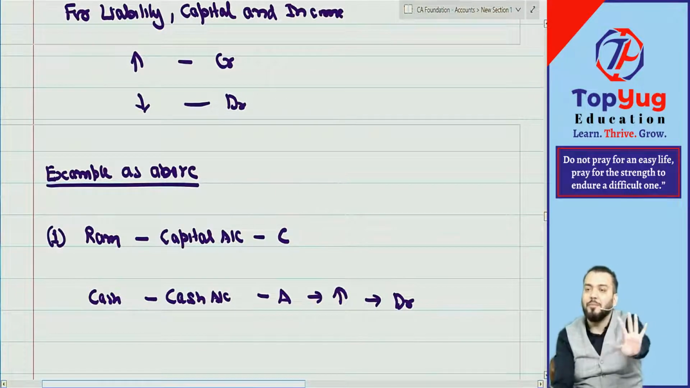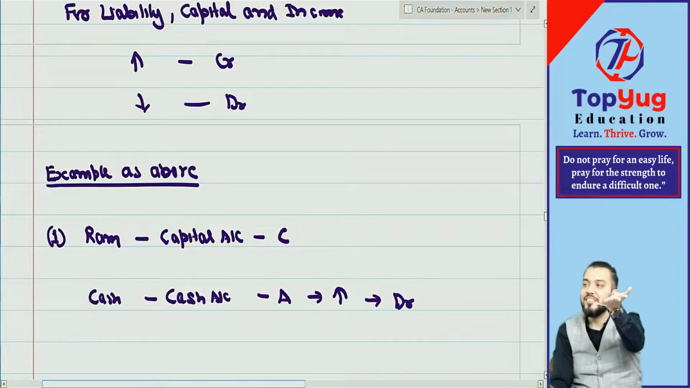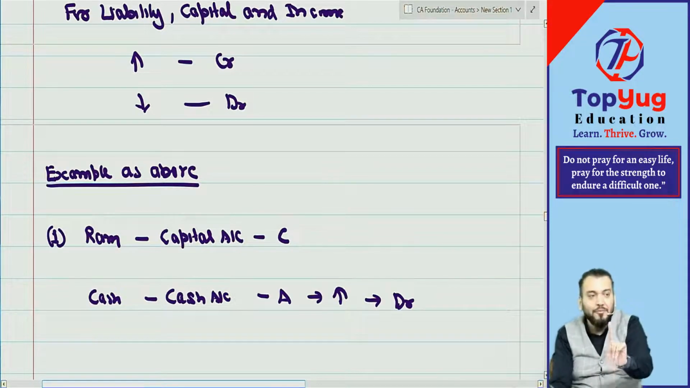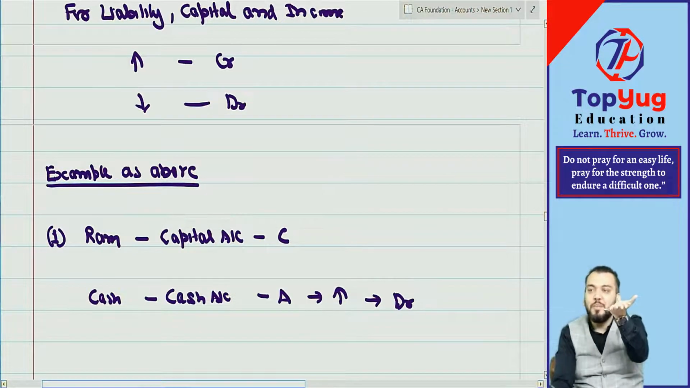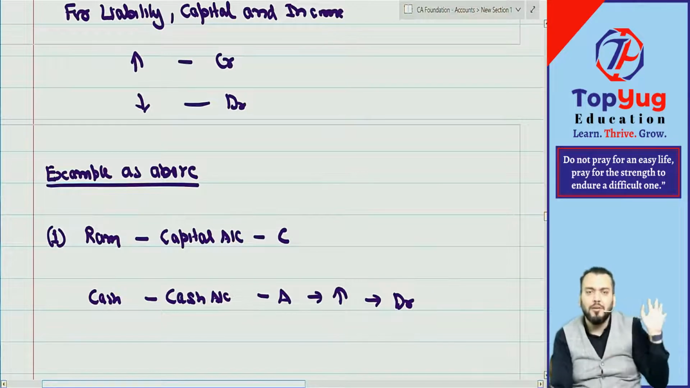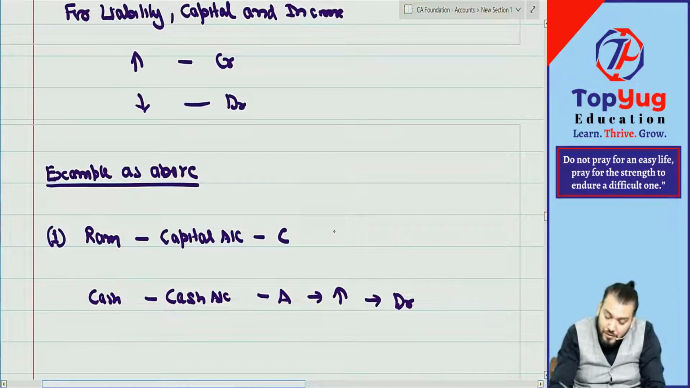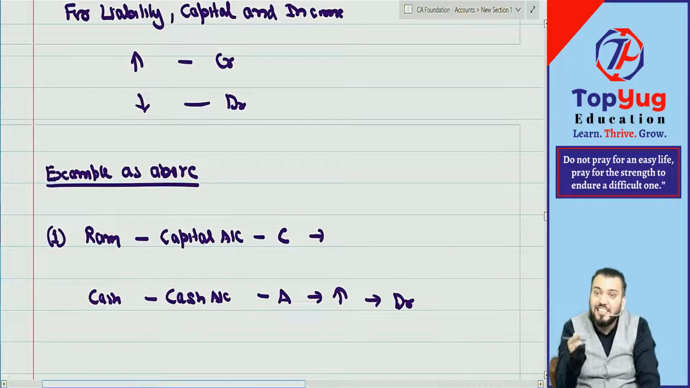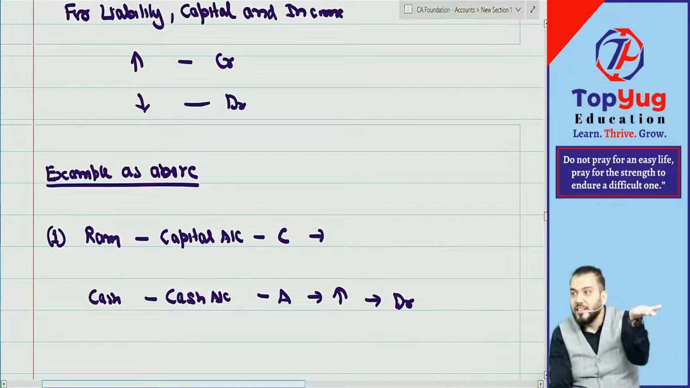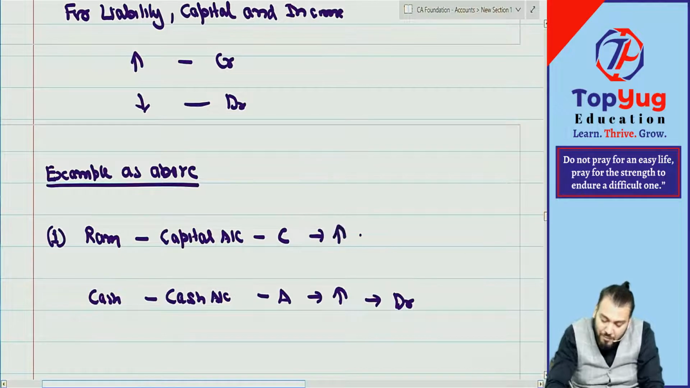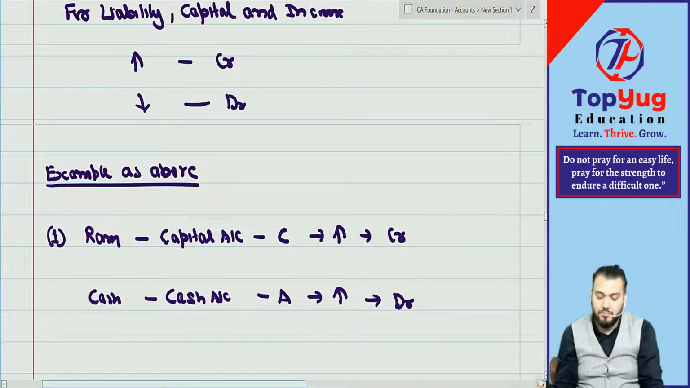For asset and expense, same rules. Asset and expense will have a debit balance. Increase will be debit, decrease will be credit. For capital, income and liability, same rules. Capital, income, liability will always have a credit balance. So increase will be credit, decrease will be debit. Simple rule. Now tell me, capital of the business is increasing or decreasing? Increasing only. So capital will also increase. So increasing capital will be what? Credited.